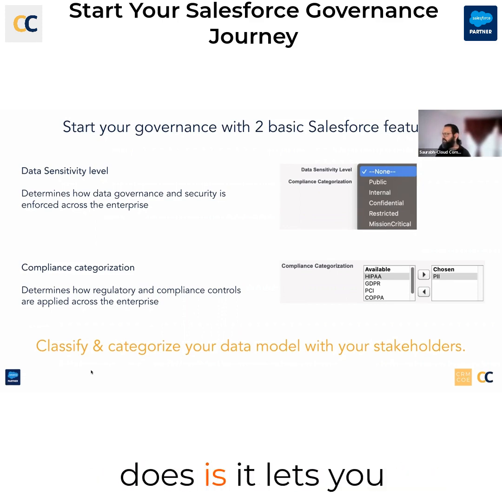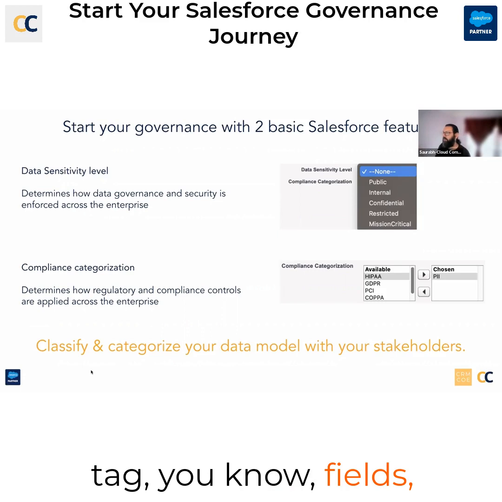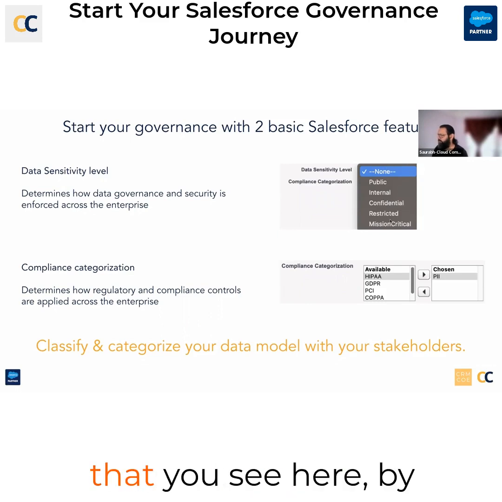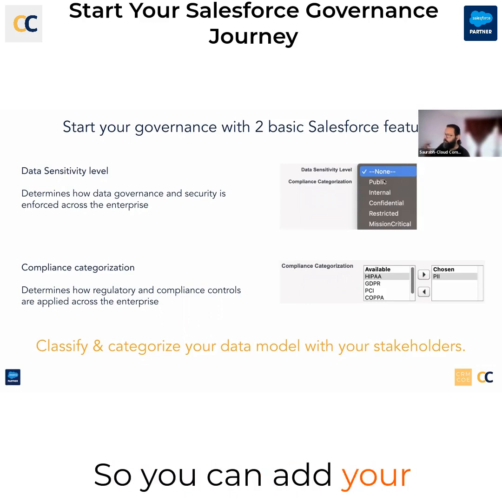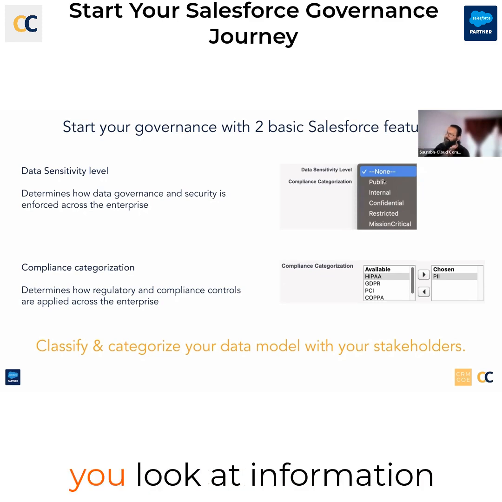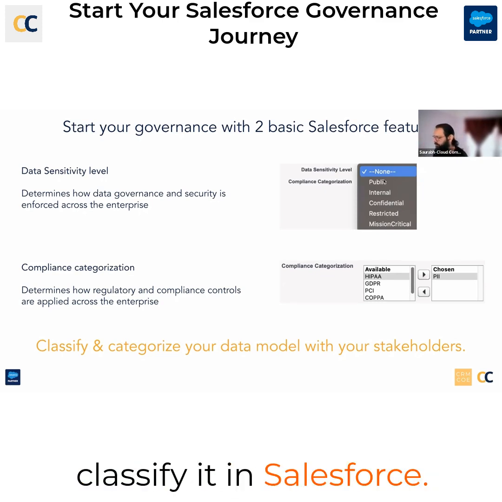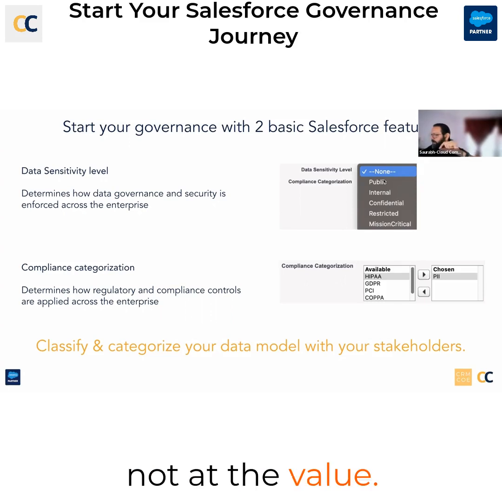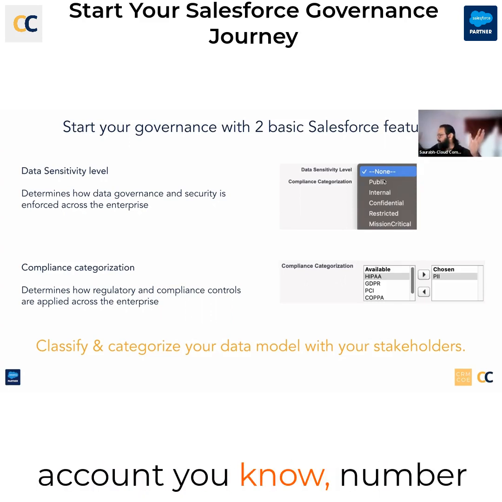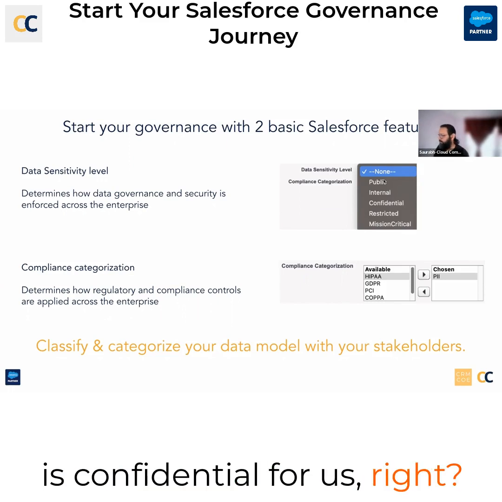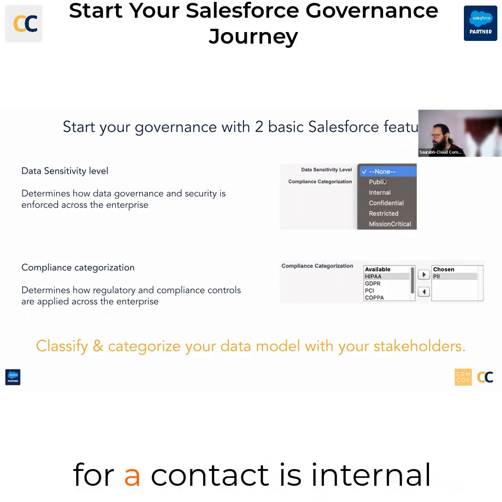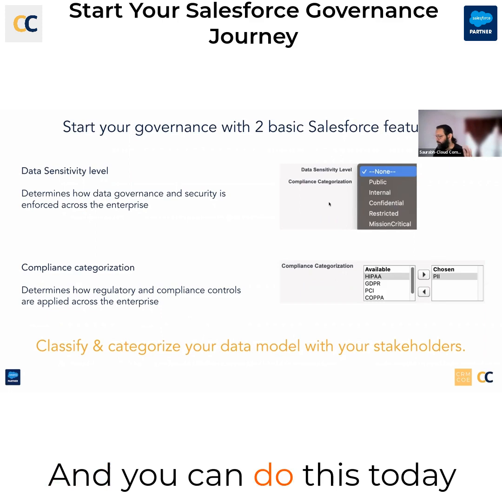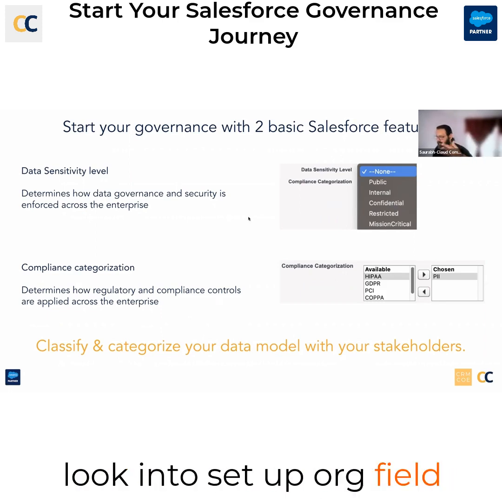So what data sensitivity does is it lets you tag fields with a sensitivity level. Are they public? Are they internal? Are they confidential? And this picklist that you see here, by the way, is editable. So you can add your own organizational interpretations of how you look at information and how you want to classify it. What's unique here is you're applying this at a field level, not at the value. So you would say the account number is confidential for us, right? Or the secretary's name for a contact is internal information only. And you can apply that kind of tagging today. So you can do this today in your org. You go into Setup, open the object field, and you can do that.